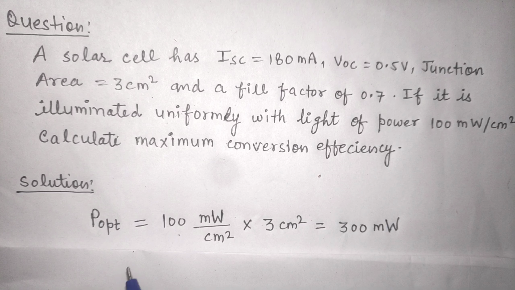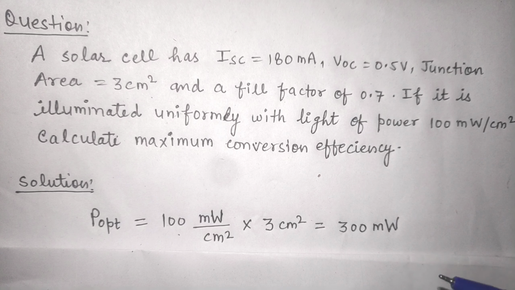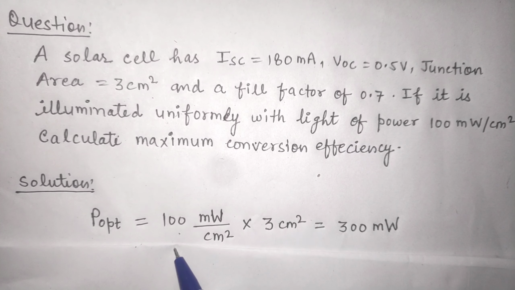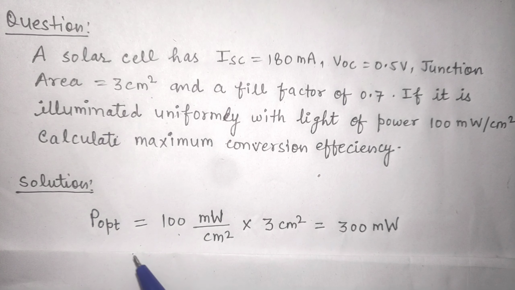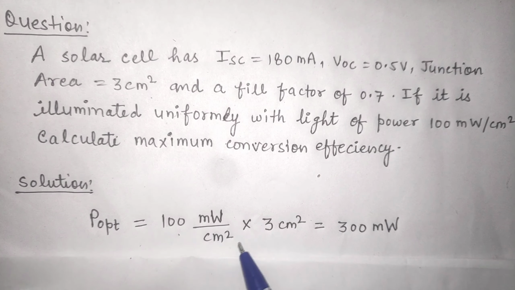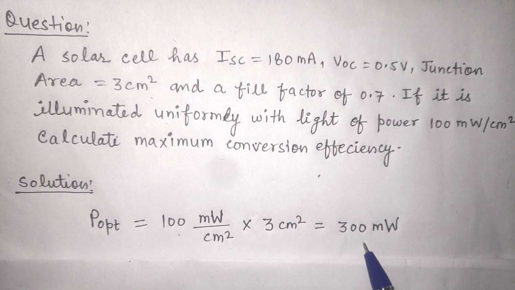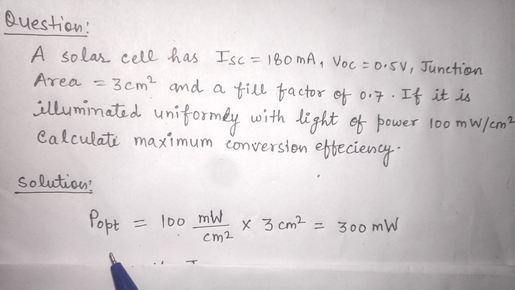In this question, the optical power, which is the input power on the solar cell, is given as 100 milliwatt per centimeter square. The area is given as 3 centimeter square. Then the optical power will be equal to 100 milliwatt per centimeter square into 3 centimeter square, which is equal to 300 milliwatt. So 3 centimeter square area will get a total of 300 milliwatt power.